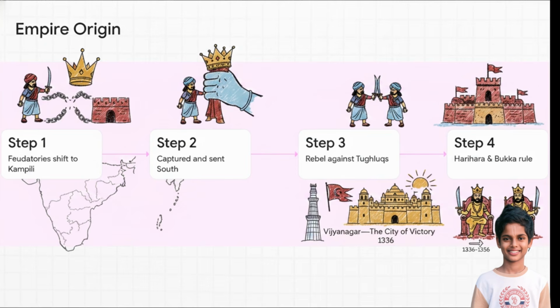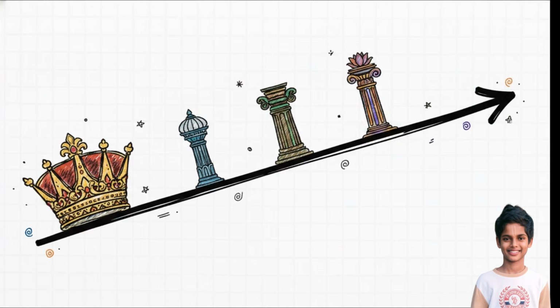Harihara ruled for 20 years, Bukka took over until 1377, and together they completely defeated the Hoysala ruler of Mysore and the king of Madurai. Just an incredible rise to power. This kingdom lasted a massive 230 years, and their kings took the title of Rayas.